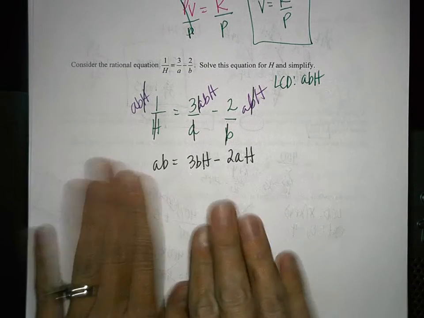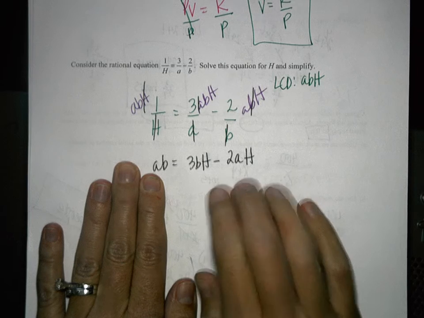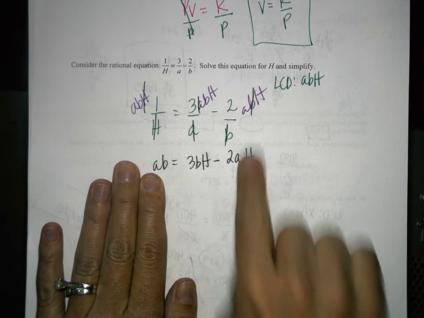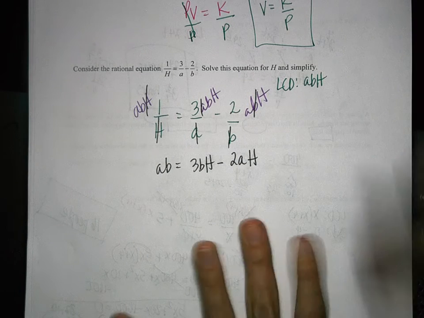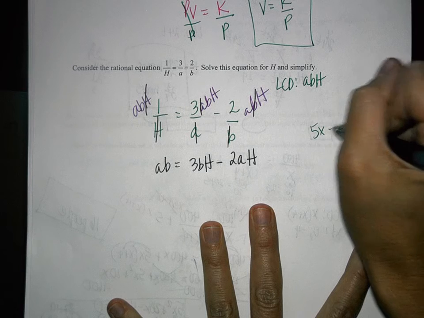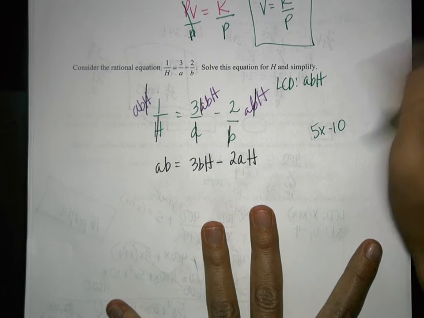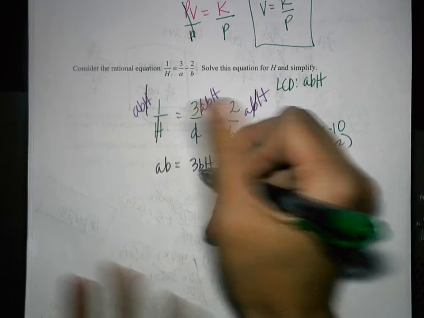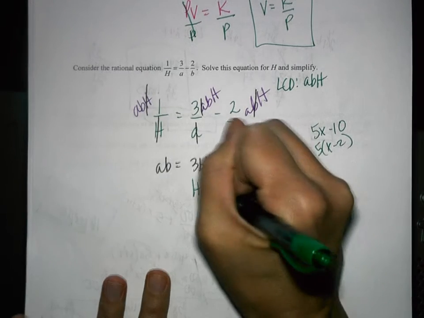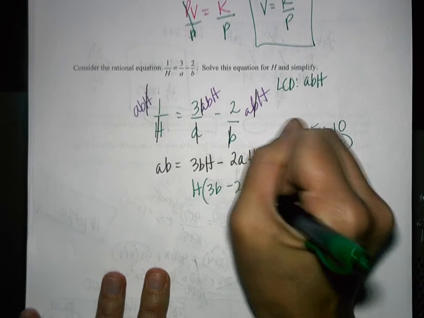Do you see right now how all the h's are on the right side? What could I do to get the h by itself? You would factor out an h. Just like if I have 5x minus 10 and I factor out my like term, which would be 5, we get x minus 2. Here we factor out an h and I'm left with 3b minus 2a.